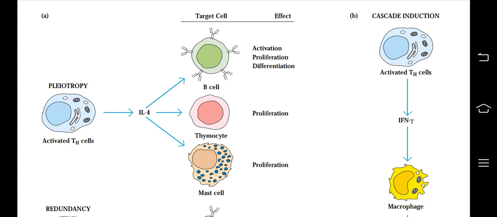Activated pleiotropy, we are mentioning the topic called pleiotropy of the cytokine. IL-4 is released from activated Th cells. First, in this picture, you could see it's acting on the receptors of this B cell, which undergo some sort of changes, which will eventually lead to activation, proliferation or differentiation of this B cell. Then IL-4 is acting on thymocyte, which will eventually lead to the proliferation of this thymocyte. Same is the case with mast cell, where proliferation will happen. So this whole scenario explains pleiotropy.